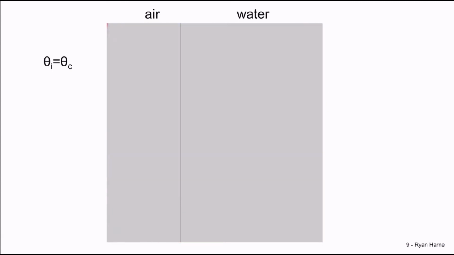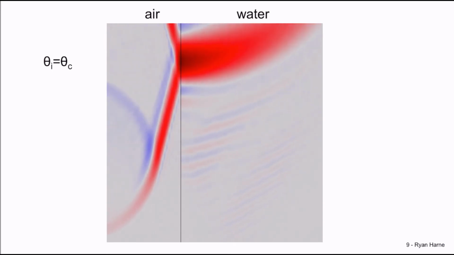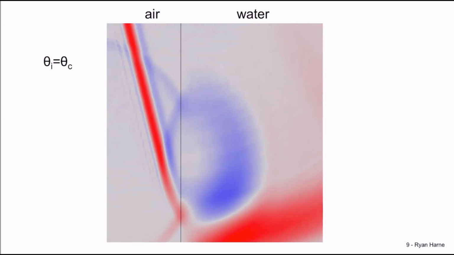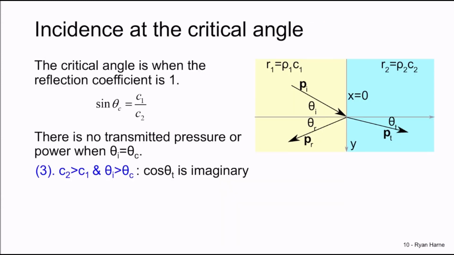Instead, what we're seeing is that the wave in water is almost hanging on to the interface, and it decays as you look further into the field of the water. The reflected pressure, on the other hand, is nearly the same in amplitude as the incident. What happens in the third case?